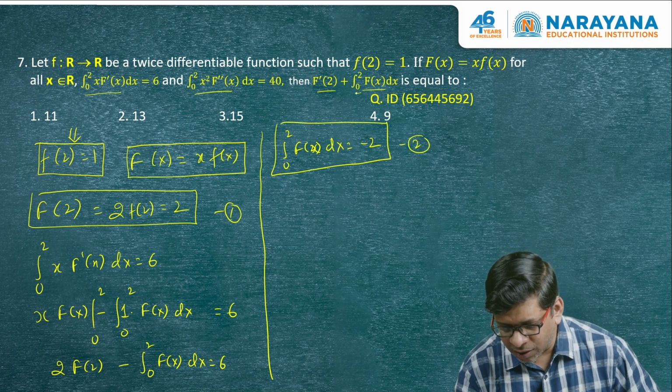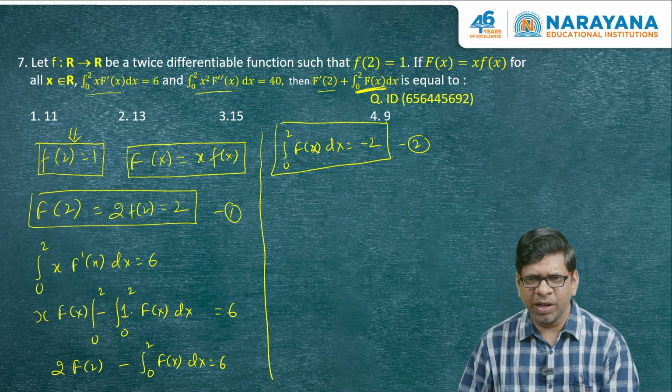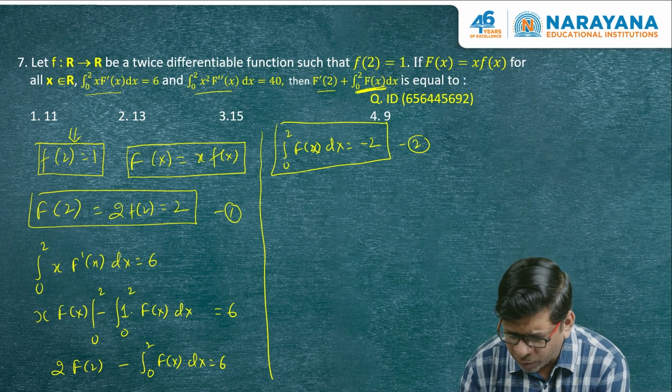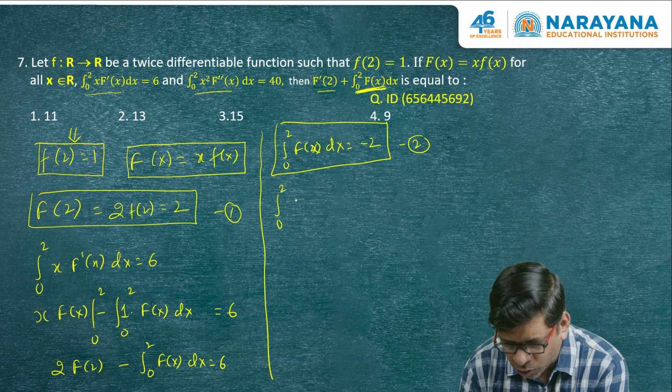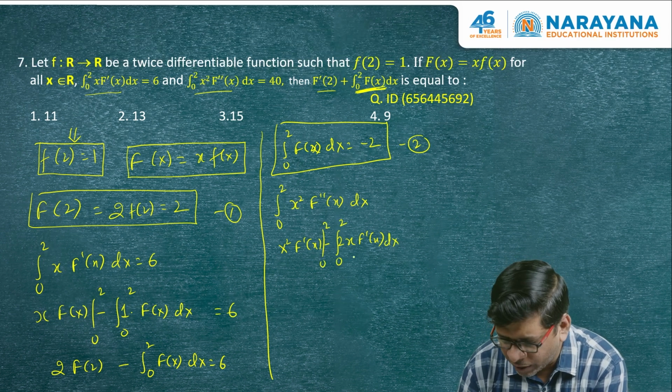And they have asked it here. This is one of the parts they have asked. So integral 0 to 2 capital F of x dx is minus 2. Now one more integral is given, integral 0 to 2 x square capital F double dash x dx. First function as such, integral of second minus derivative of first, integral of second, whole integral from 0 to 2. And this value is given as 40.